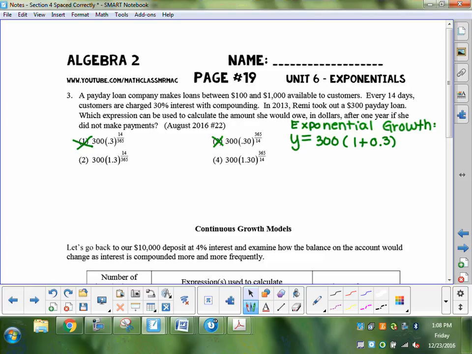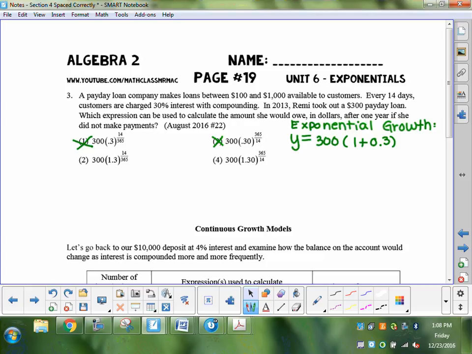You've got to play with that exponent and see what it's going to be, because how long is a cycle for the rate to accumulate? 14 days. How long are we leaving it in for? A full year, which is 365. It seems like when they ask the questions, they're going to give you some sort of incongruence with the units.